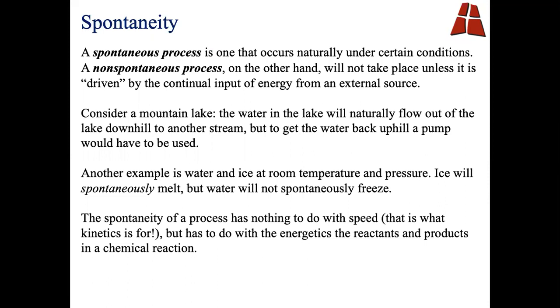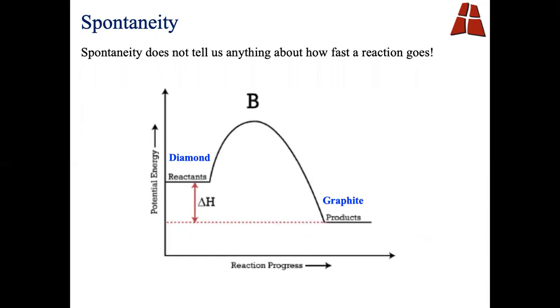Also, just a reminder that spontaneity has nothing to do with the speed of a reaction. That takes us back to kinetics. The spontaneity of something has to do with the energetics of the reactants and the products. If we were considering an example of diamond and graphite, both of which are allotropes of carbon, diamond has a higher energy as a reactant. And so going from diamond to graphite is a spontaneous process, but it has a very large activation energy barrier. So of course that process is very, very slow. But because it is very slow does not tell us anything about the actual energy states, right?